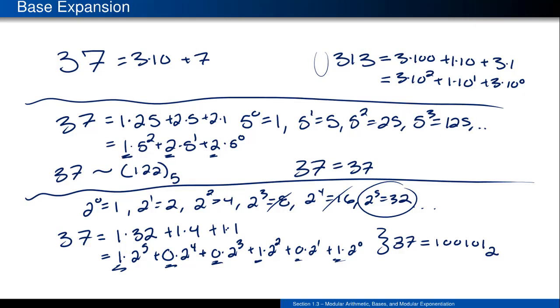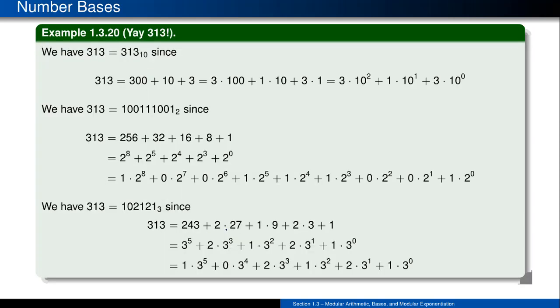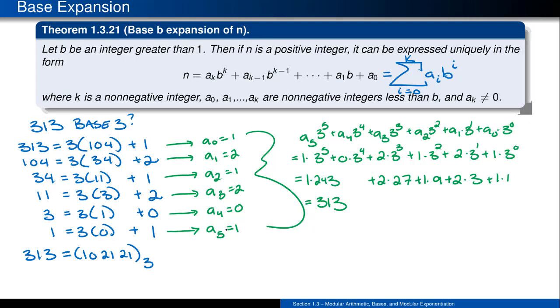The idea is that I first divided by this 25, and then I divided by a 5, and then I divide by a 1. As long as I keep on dividing, I'm going to constantly be recording those values that are going to go in there. And that process works no matter what your base ends up being.